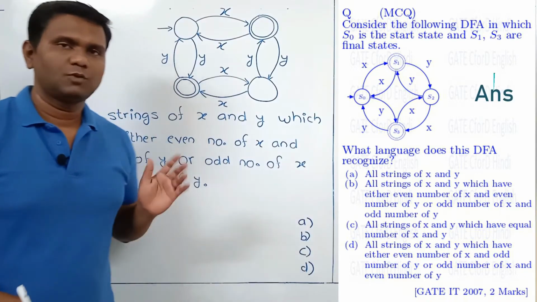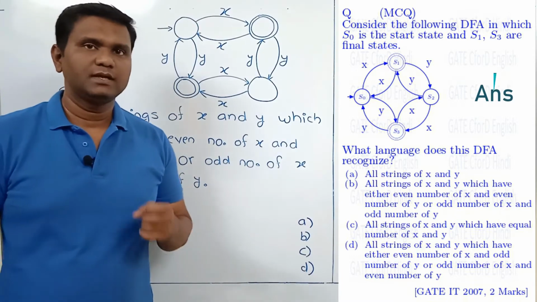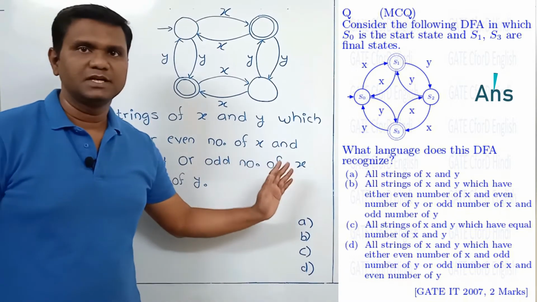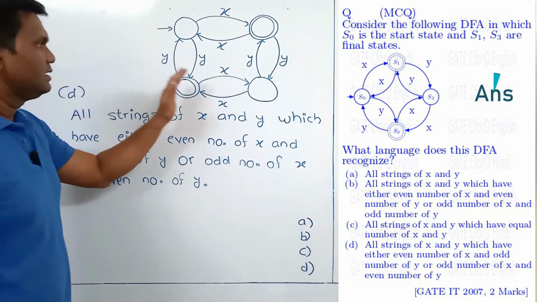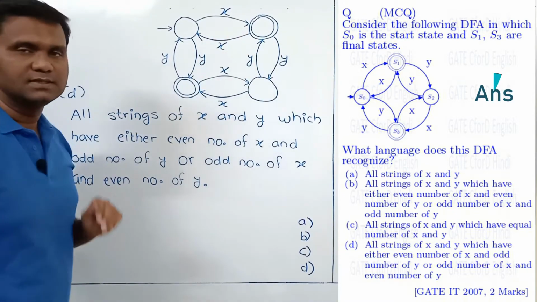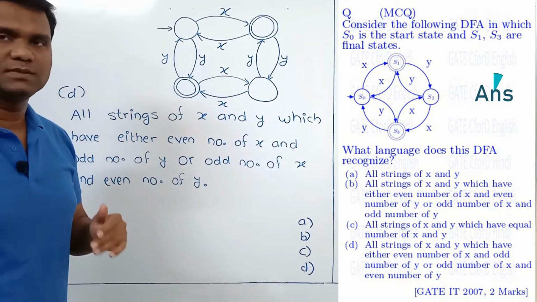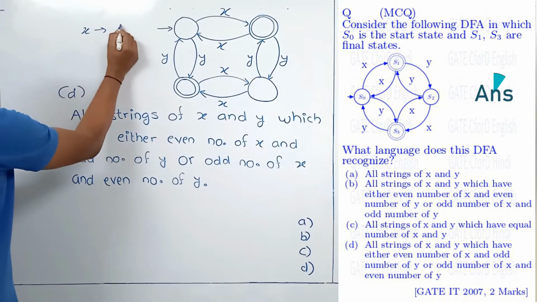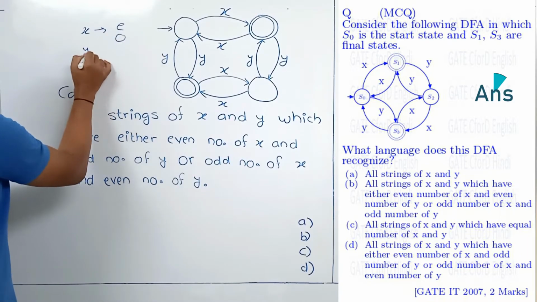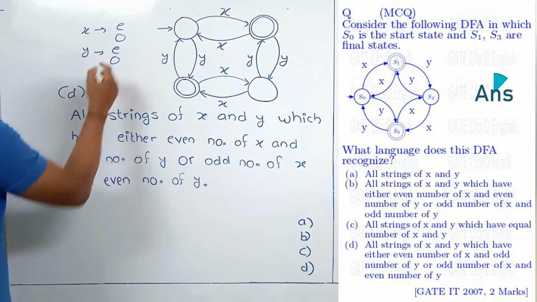Now solving this problem is not difficult, but someone may get confused while reading the lengthier statements given in the options. So first thing, observe the DFA, there are 2 final states. Second thing, if you read the options once, then they are talking about whether the number of x is even or odd, and the number of y is even or odd.